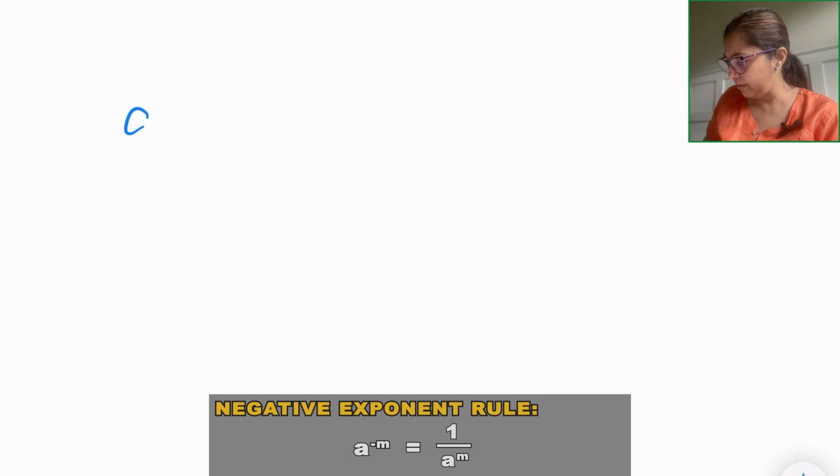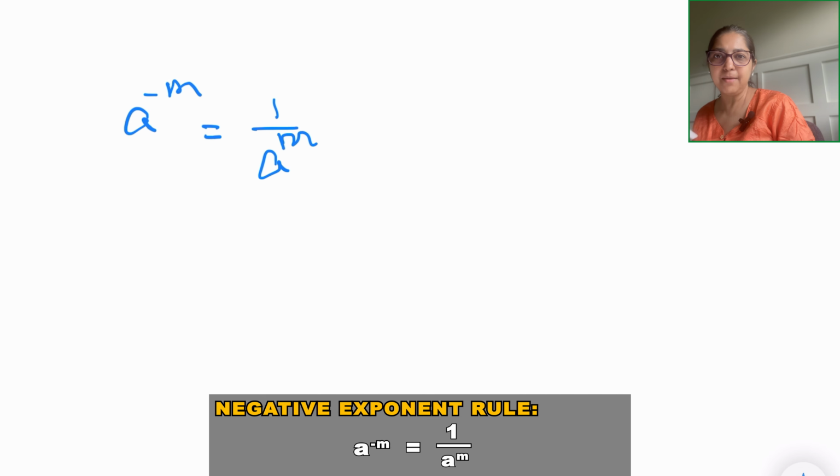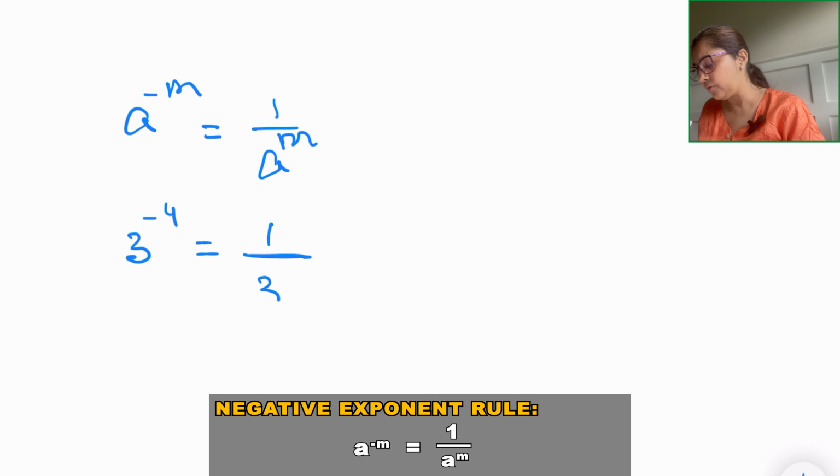For example, we have the base number a, but we have something like a minus m. Then all that we have to do is take the reciprocal of the base and your exponent remains the same, but with a positive sign. So for example, if we had 3 power minus 4, we will rewrite that as 1 over 3 power 4, and vice versa. Important point: all exponential rules can work vice versa.